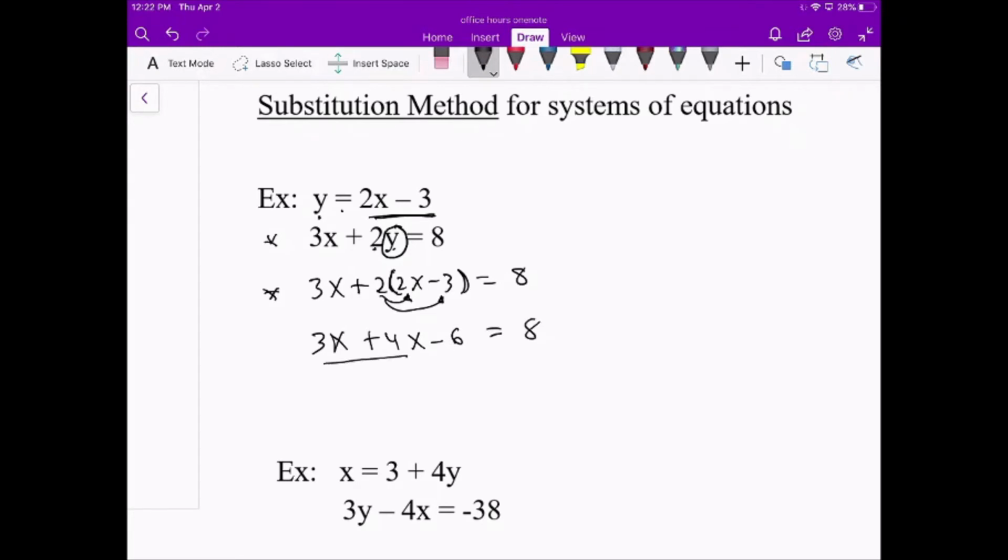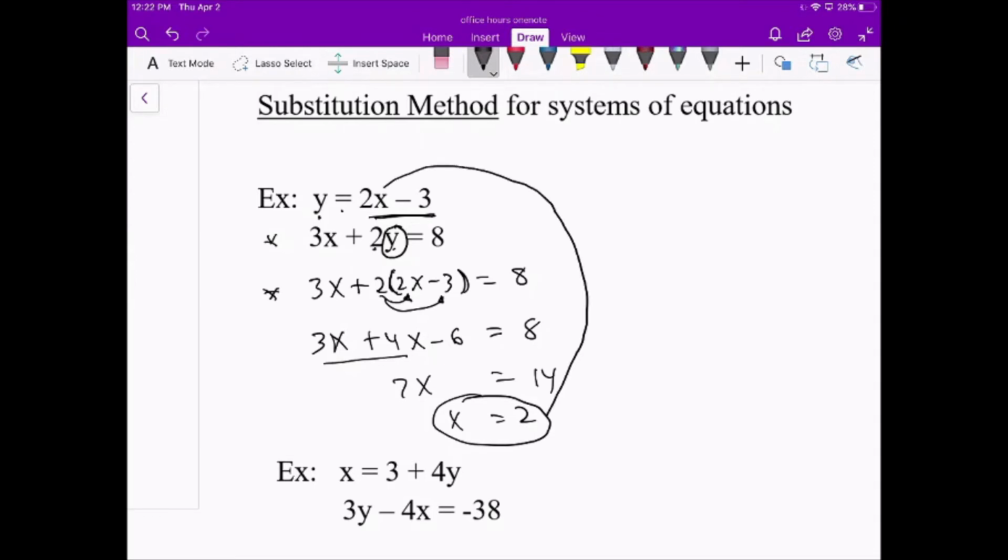I could combine the 3x and 4x together to make 7x. I might add 6 to each side to make 14. And I've got x equals 2 if I divide both sides by 7. I then can take that and go back to one of my first equations. Now I'm going to go to this one because it's easiest to deal with. And this says the y value is 2 times x, which I now know is 2, minus 3, or y equals 1, and I've solved the system.